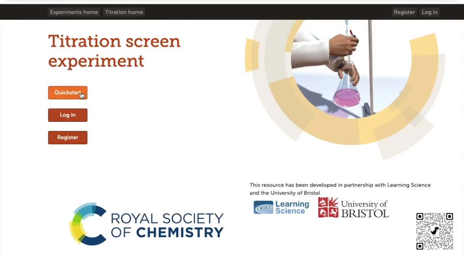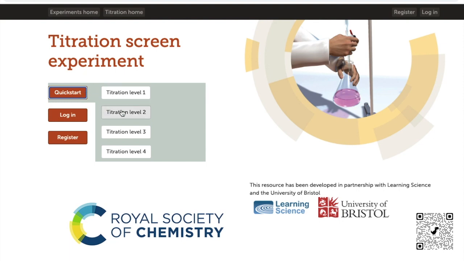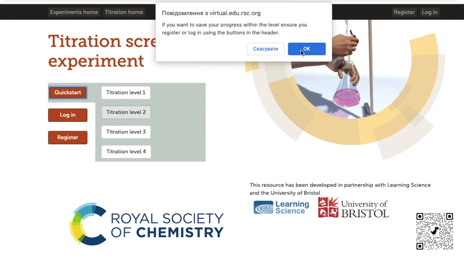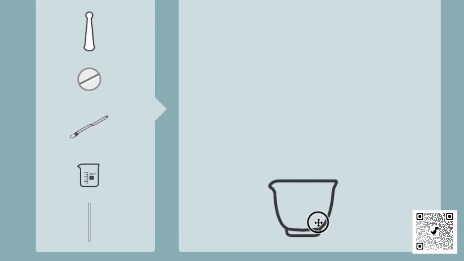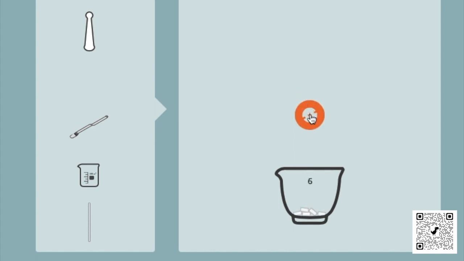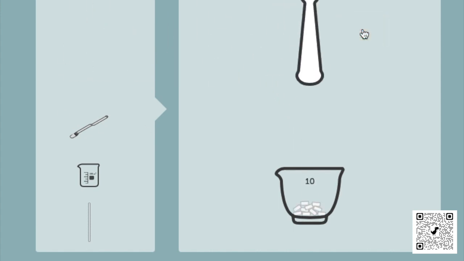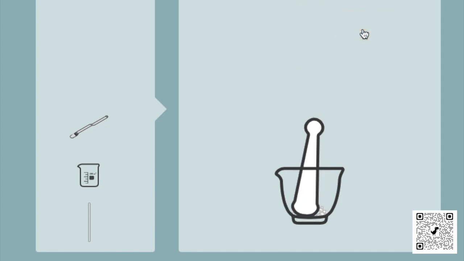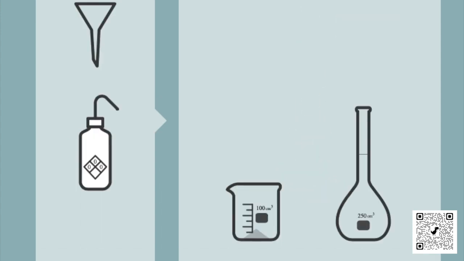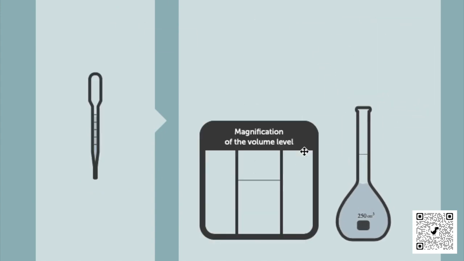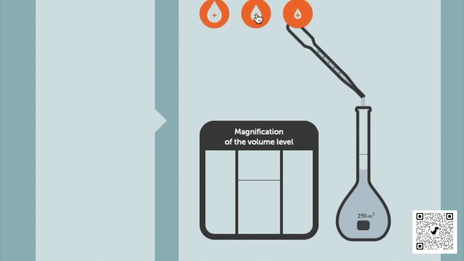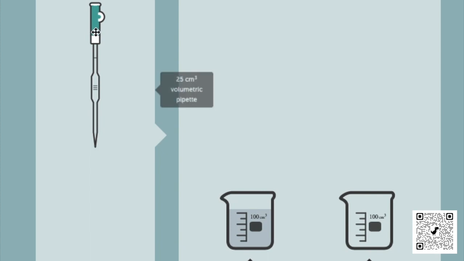Welcome to Titration Screen Experiment. Click Quick Start and choose Level 2. I suggest a short review of this online activity. To begin with aspirin preparation, you need to dissolve some aspirin tablets. First of all, add 10 tablets to the mortar and grind them to a fine powder. Then dissolve the aspirin and transfer it to the volumetric flask. Make up the solution to 250 milliliters by adding water drop by drop.